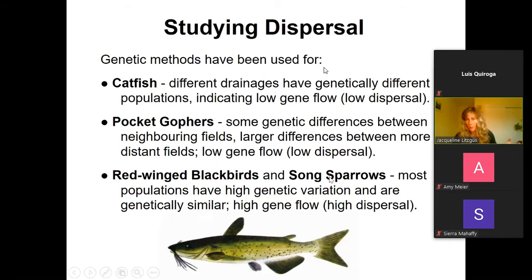Red-winged blackbirds and song sparrows. I kind of gave this example when I talked about metapopulation structure. They fly, so they can move around. For these guys, the populations across the country have high genetic variation, but the populations are genetically similar to each other, which means there's high dispersal, there's high gene flow. That makes sense because this is an organism that can move around a lot. So most populations have high genetic variation and are genetically similar across the range. There's lots of gene flow. We're going to do a lecture on population genetics later on in the course.